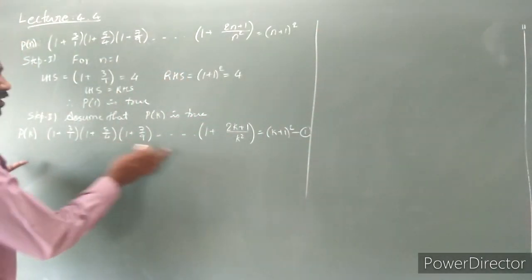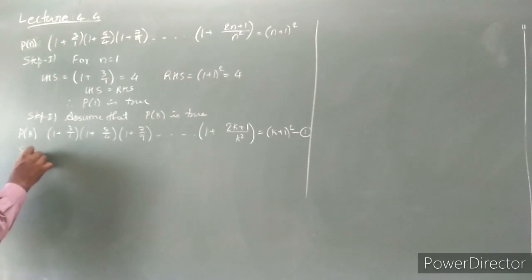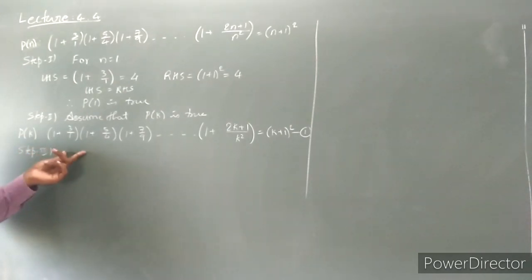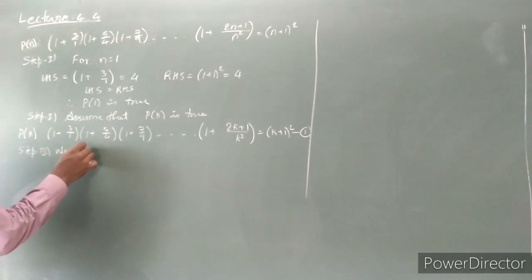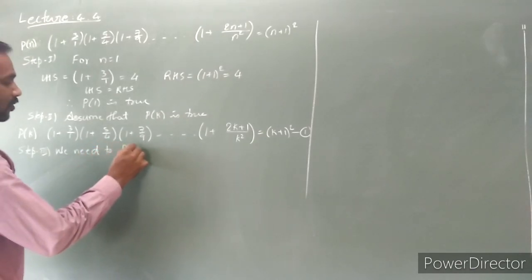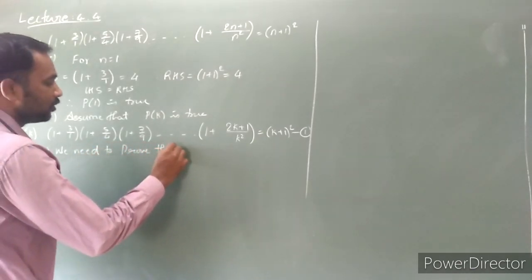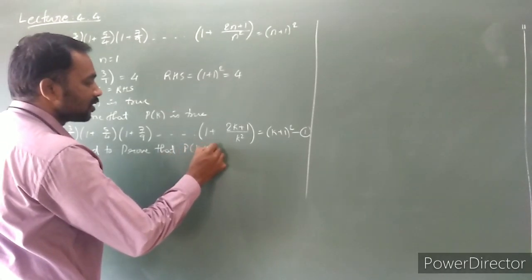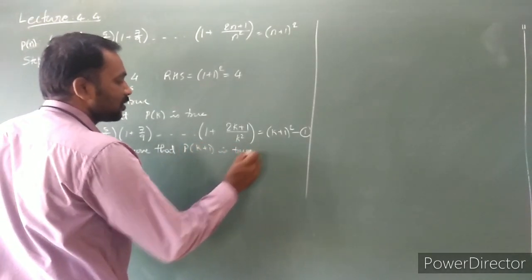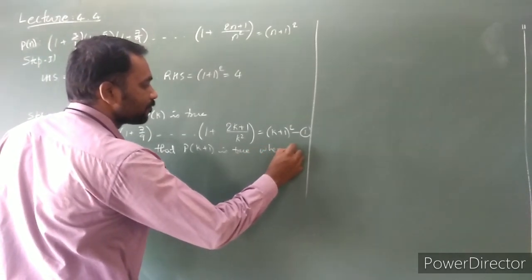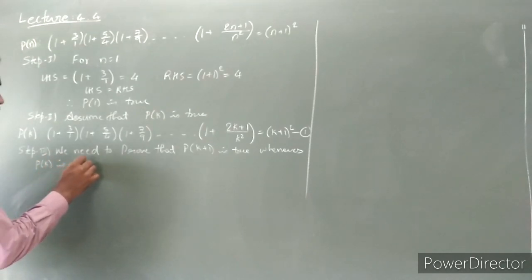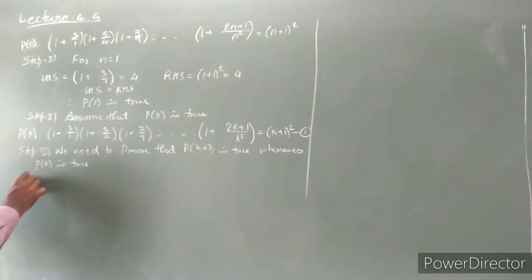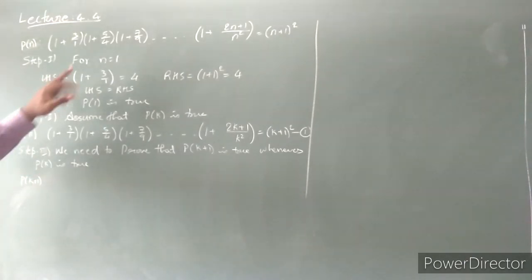We have already assumed that this is true for n equal to k. Next, the third step. We need to prove that P(k+1) is true whenever P(k) is true. So what is P(k+1)? First of all, write P(k+1). In place of n, replace with k+1.